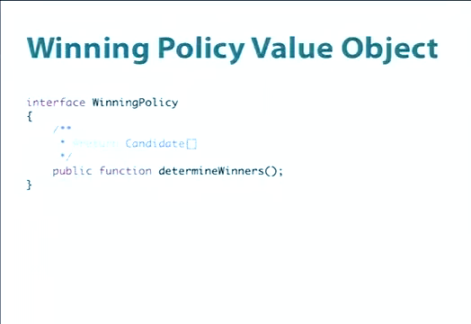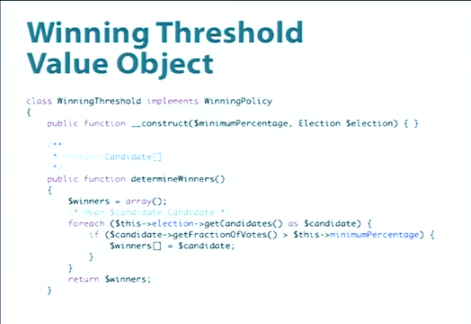Here's an example of a value object. Here's our winning policy value object. Now this is just the interface. We create winning policy as an interface with one method, determine winners, because that's what winning policies do. Winning policies determine the winners. And winning threshold, this is our value object for winning threshold.